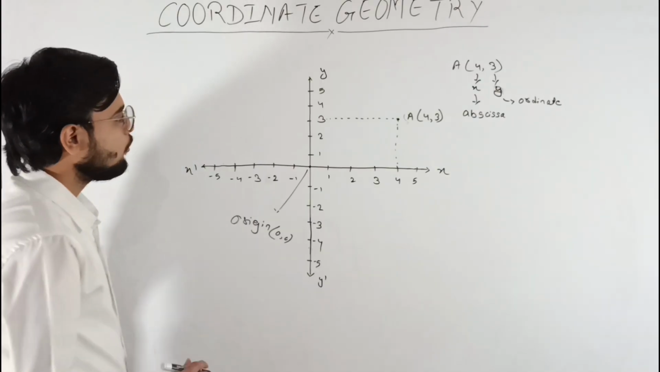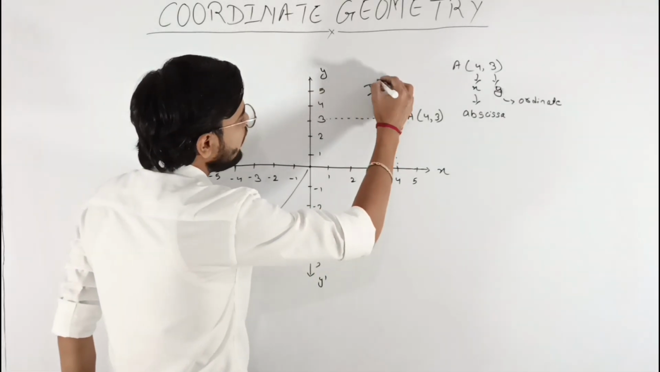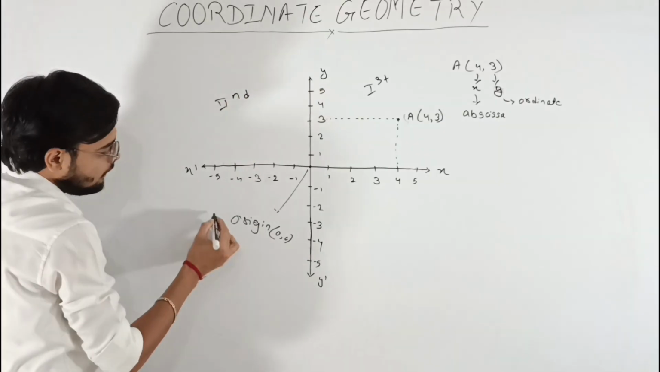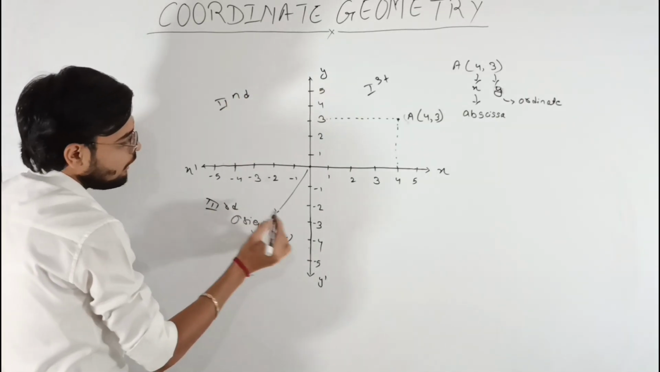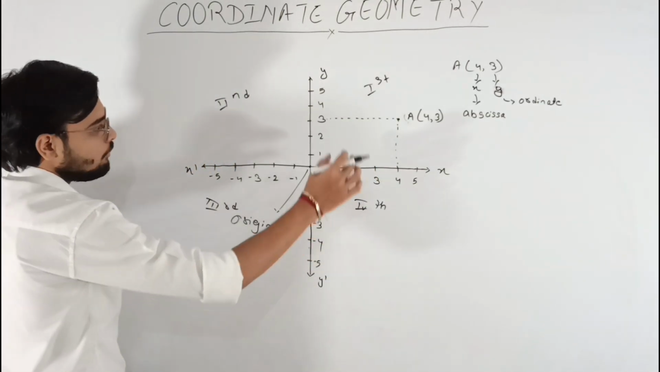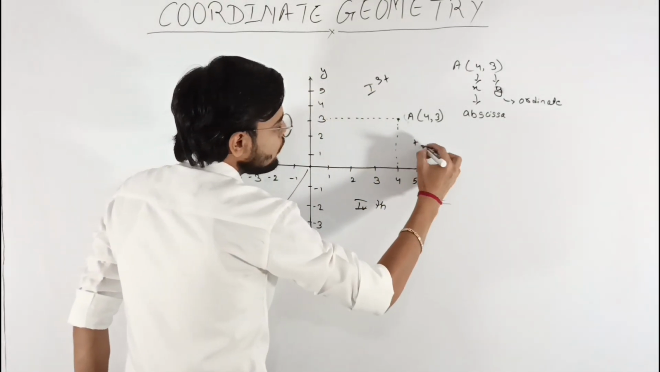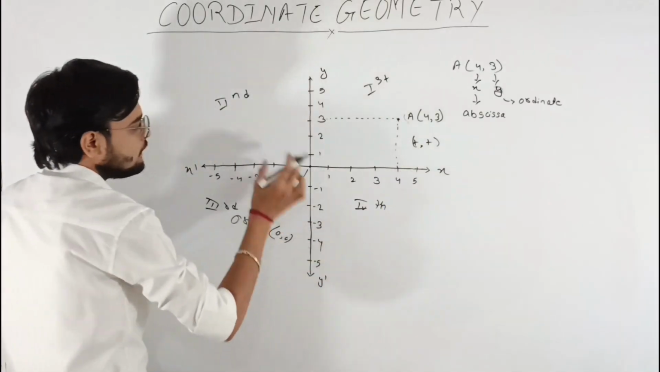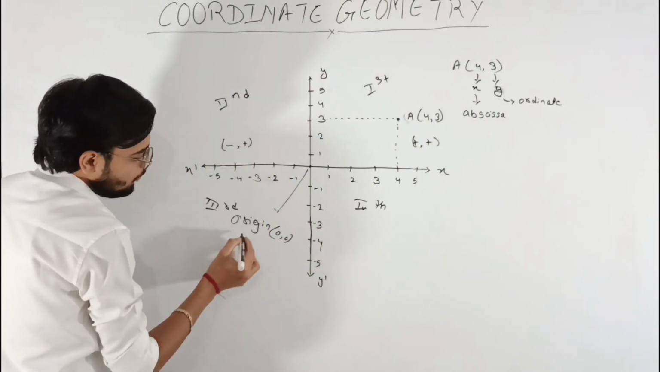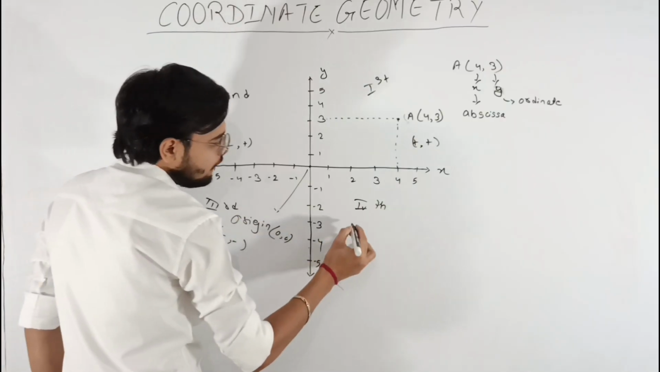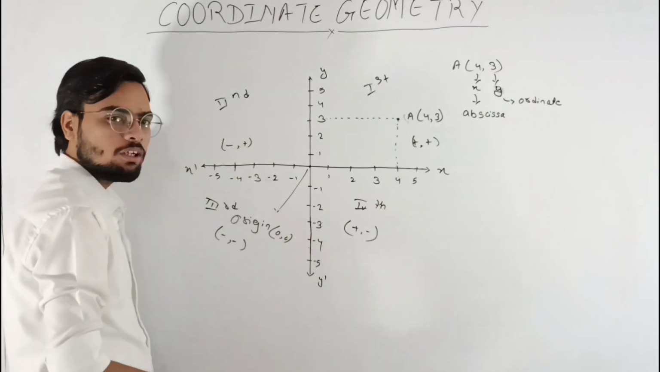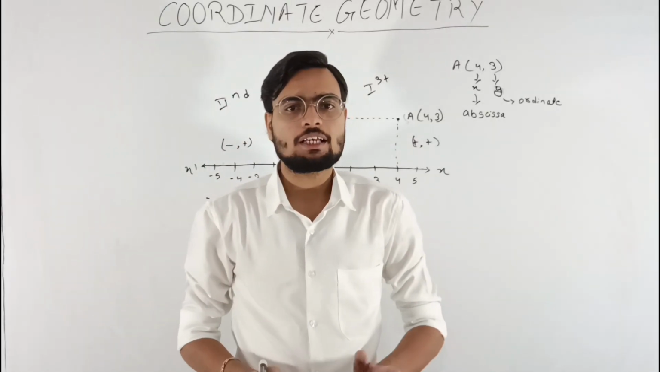Understood? Now look, one more thing: this is first quadrant, this one is second quadrant, this one is third quadrant, and this one is fourth quadrant. In first quadrant x is positive, y is also positive. In second quadrant x is negative, y is positive. In third both x and y are negative, and in fourth x is positive, y is negative. Understood? All this we already studied in class 9th.